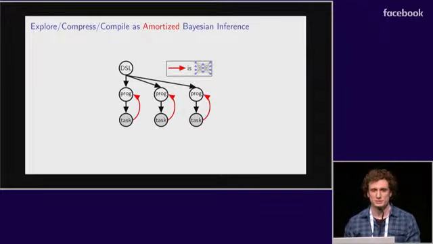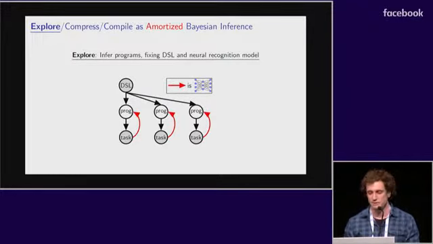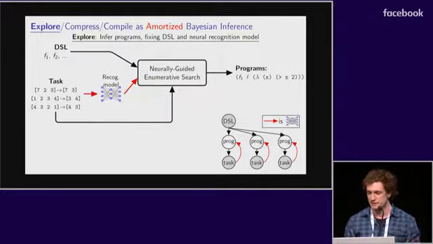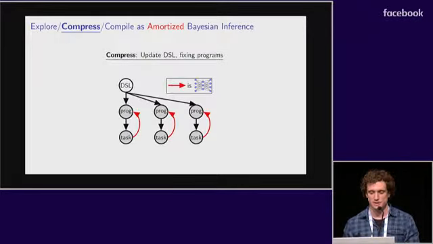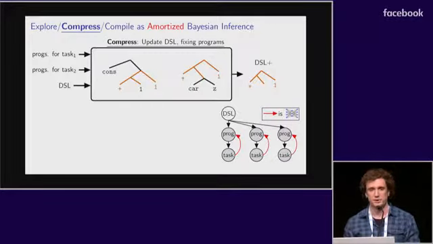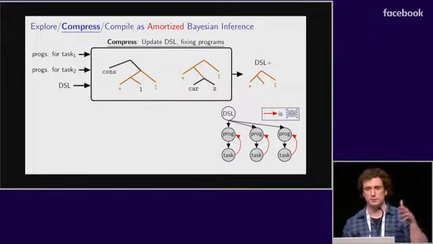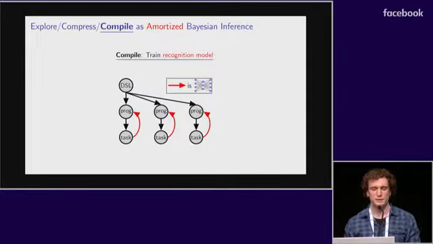We have a 3-step inference procedure for this model. In the explore phase, we search for programs that solve tasks, and the way that works is we take our task and pass it to the recognition model, and that biases a search over programs written in the DSL, and we search for the ones that solve the task. Once we have programs solving tasks, we update our DSL in the compress step, and the way that works is we analyze the syntax trees of programs found during exploration, and we pull out fragments and add them to our DSL.